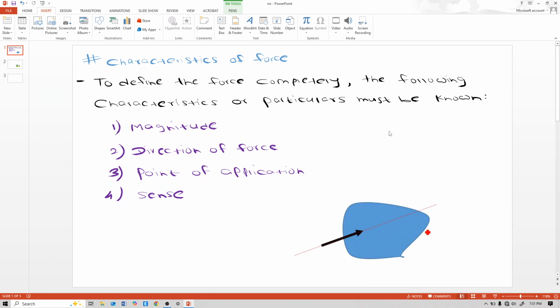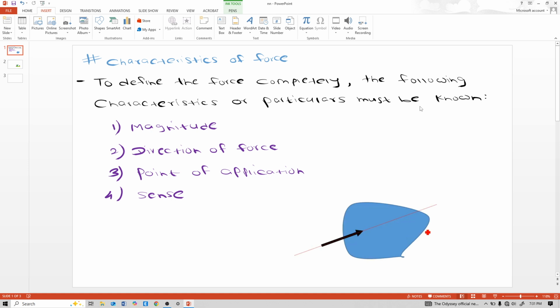Today we will see characteristics of force. To define the force completely, the following characteristics or particulars must be known. First is magnitude, second is direction of force, third is point of application, and fourth is sense.